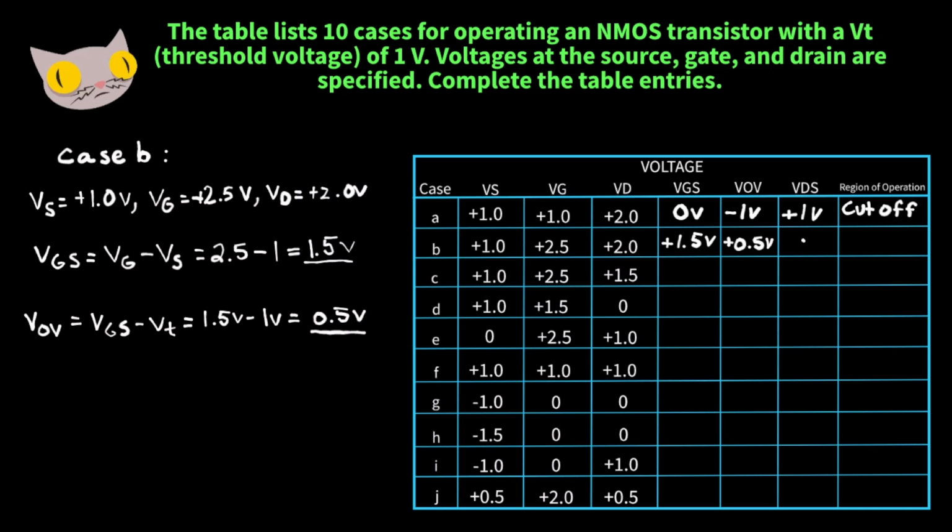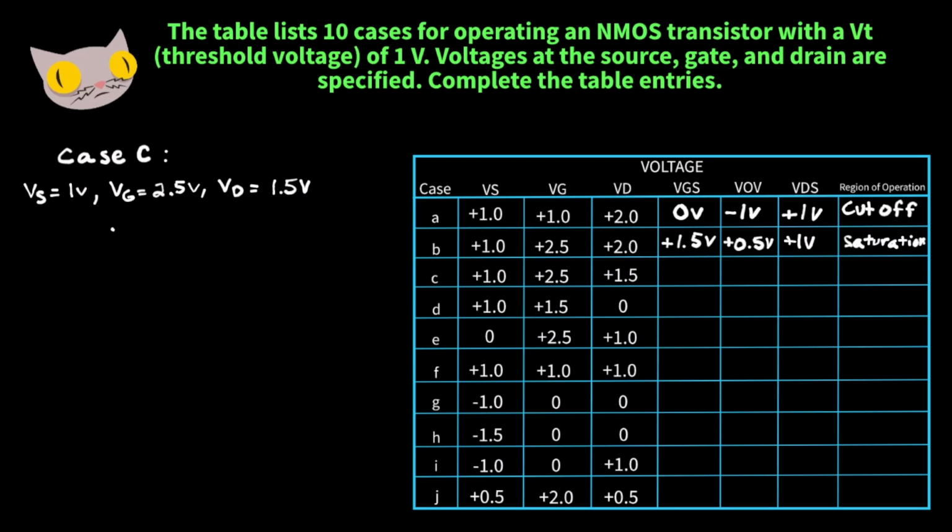Now let's get our drain to source voltage so we can determine our region of operation. So VDS is going to be VD minus VS. That's 2 volts minus 1 volt, giving us a VDS of 1 volt. So our VDS is going to be greater than our overdrive voltage, which is going to leave us in the saturation region. So case B is done. Now let's get on to case C.